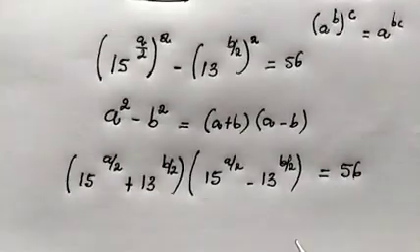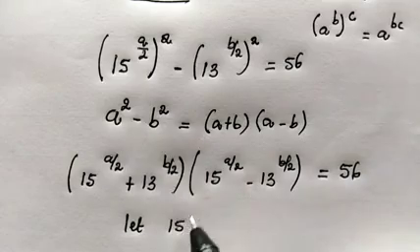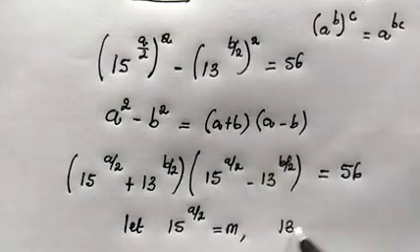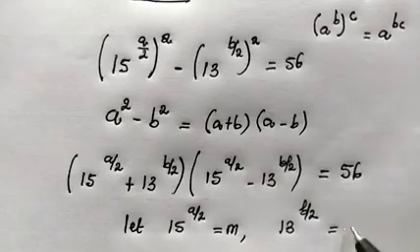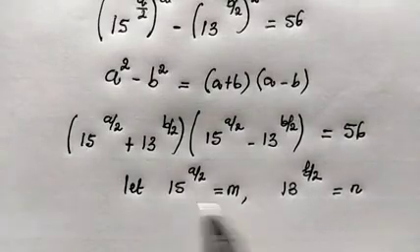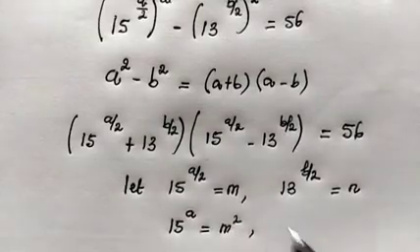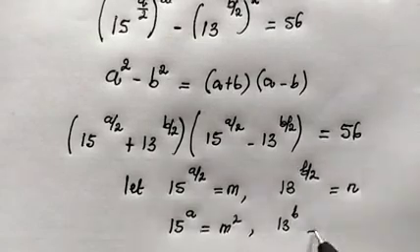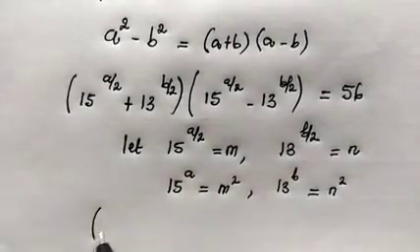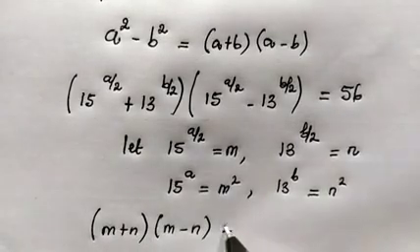Now let us make the following substitutions. We're going to let 15 raised to the power of a by 2 equal m, and 13 raised to the power of b by 2 equal n. If you square both sides, we get 15 to the power of a is equal to m squared. Here we get 13 to the power of b is equal to n squared. We obtain the following: m plus n multiplied by m minus n is equal to 56.